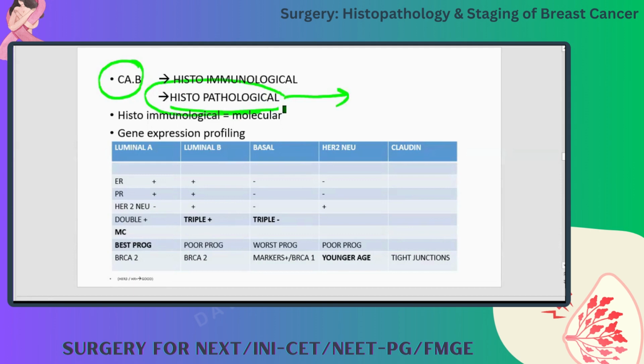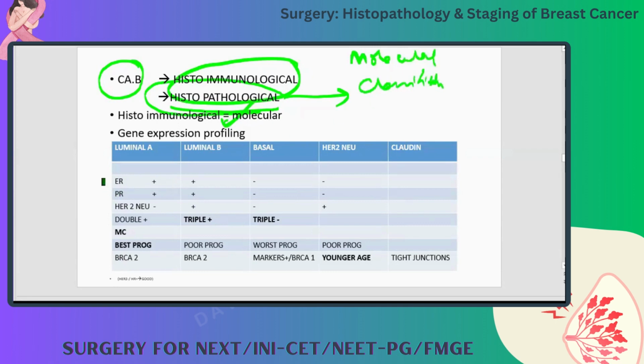Identifying the pathology in the tissues. And in the same way, histoimmunology, that is, we will take a chunk of tissue, and we will study about the molecules, the molecular mechanisms. So this is also known as molecular classification.